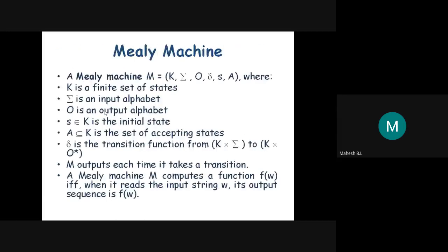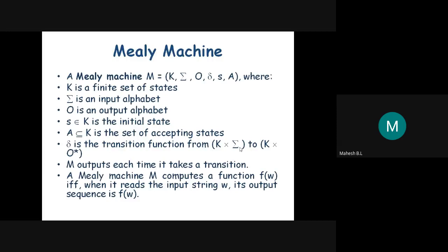Then we have Mealy machine. Again, K, sigma, O, delta, S, A, where K is the finite set of states, sigma is the input alphabet, O is the output alphabet, S is the initial state, A is the set of accepting states, delta is the transition function from K cross sigma to K cross O star.